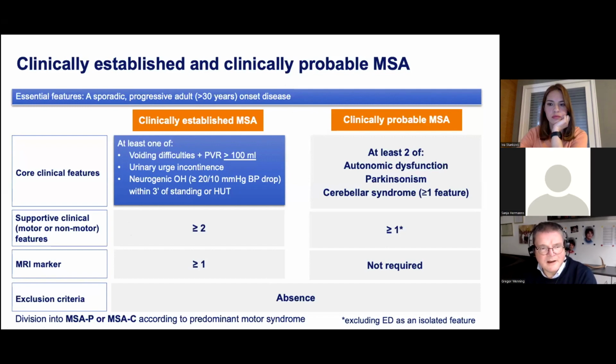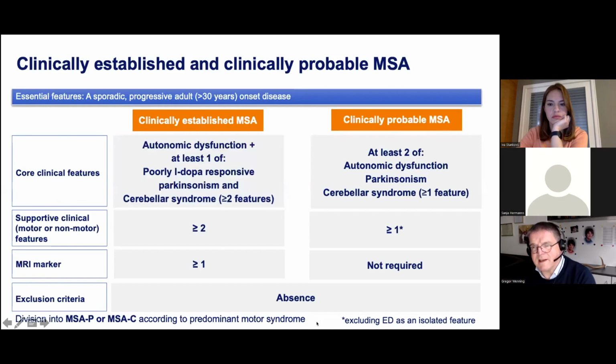And then there are a number of supportive clinical features, which could be either motor or non-motor. I will present those later on. These are sort of red flags for MSA, and you need to have at least two of those. And then there is a list of MRI markers associated with MSA, and you need to have at least one of those. I will present those later on. And then there is a list of exclusion criteria that need to be absent. The division into MSA-P or C according to the predominant motor syndrome is kept as it was the case in the revised consensus criteria.